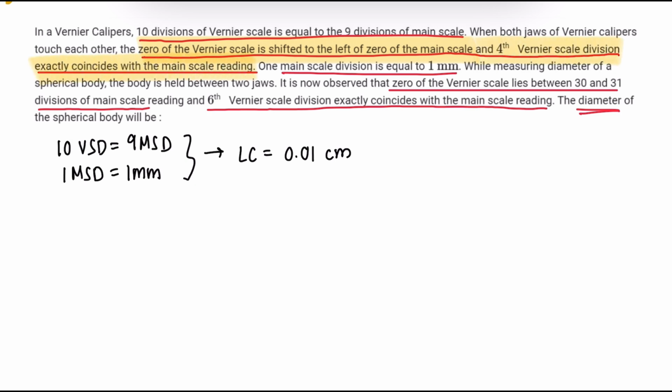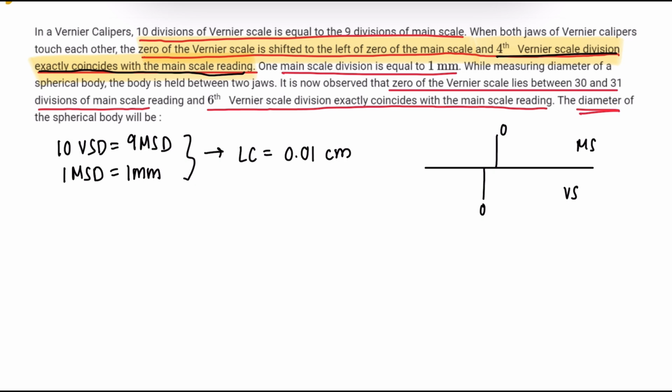So they gave us this right here. The zero of the vernier scale is shifted to the left of the zero of the main scale. So let's just draw it right here. Let's just say this is the zero of the main scale. I'm just going to write MS here for main scale. And the vernier zero shifted to the left. So that means the vernier zero is somewhere here. This is the vernier scale. And they also told us that the fourth vernier scale division exactly coincides with the main scale reading.